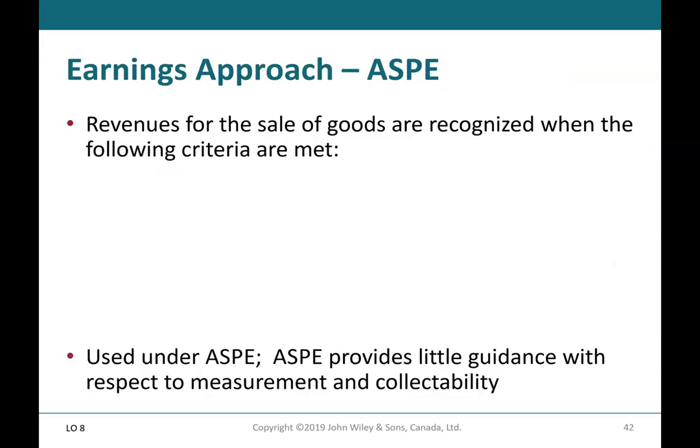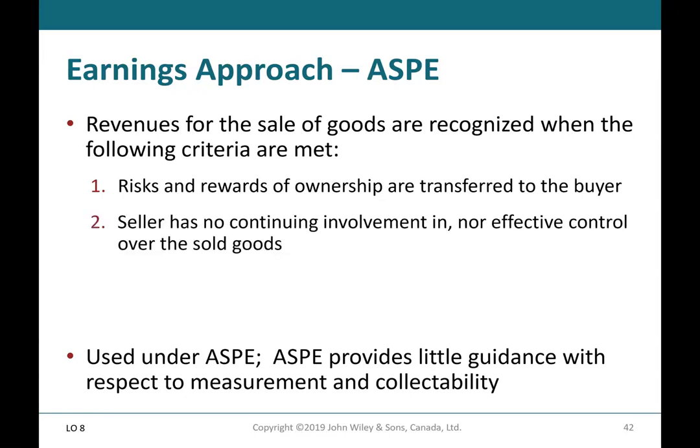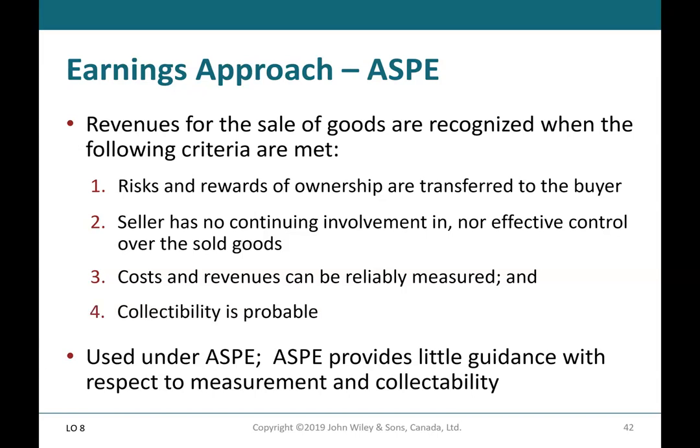Earnings approach, ASPE. Revenues for the sale of goods are recognized when the following criteria are met: 1. Risks and rewards of ownership are transferred to the buyer. 2. Seller has no continuing involvement in or effective control over the sold goods. 3. Costs and revenues can be reliably measured. And 4. Collectability is probable. ASPE provides little guidance with respect to measurement and collectability.